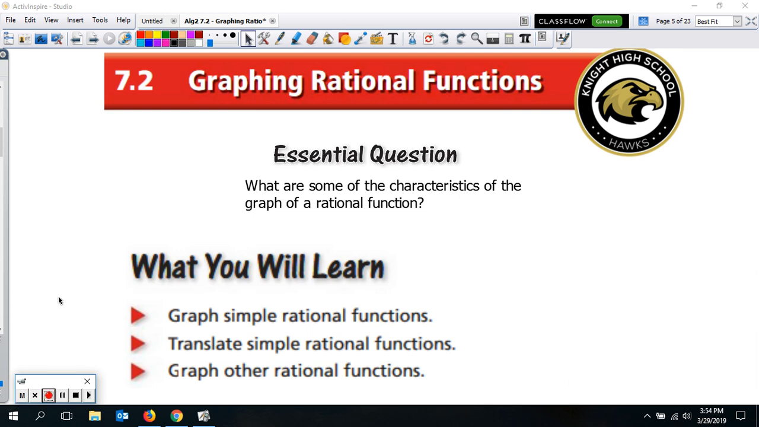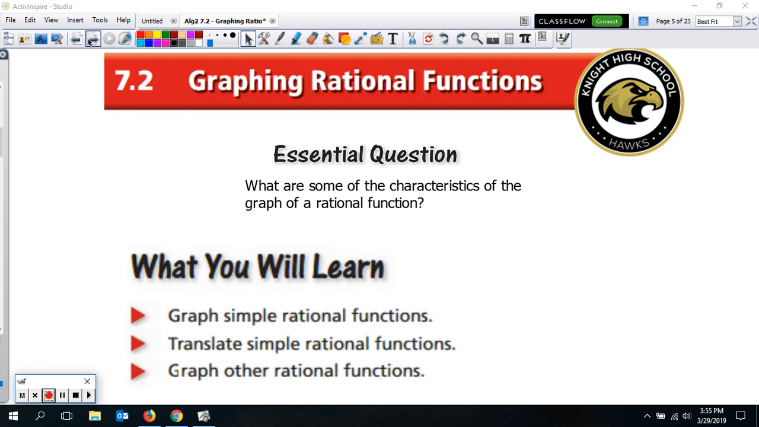So here we are with 7.2. We're going to graph these rational functions, and we're going to be looking at about 6 different graphs that we're doing on our extra practice. We're going to do a little bit of transformations as well, not so much like we did before, but a little bit. We're going to look at the domain and range again.